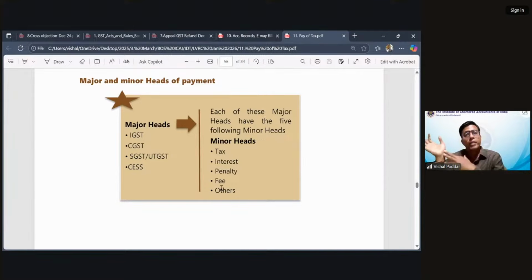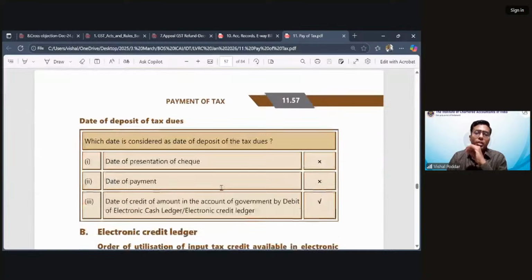Yes, there is a mechanism given by which you can internally transfer this money from one head to another. But then again, there is a process which has to be routed through the portal. If the portal for some reason is not working, that internal transfer may not happen and your tax payment may get delayed. So it is recommended that whenever you are depositing money, kindly be very cautious while making the challan.